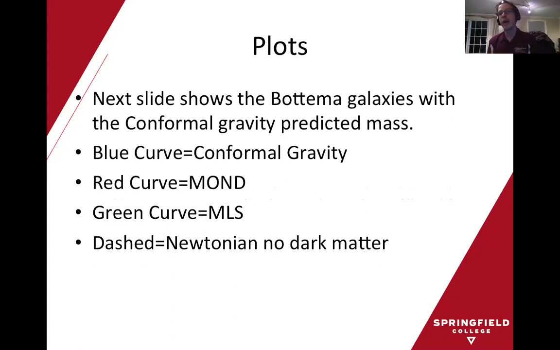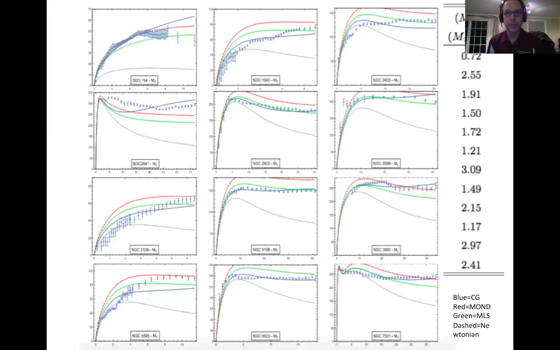The blue curve is going to be that which is predicted by conformal gravity. The red curve will be predicted by MOND. The green curve will be predicted if we reverse engineer the McGaugh, Lelli, and Schombert centripetal accelerations to give us a value for velocity, what their curve would be. And then the dashed one would be the Newtonian prediction without dark matter, which is obviously in most cases going to miss.